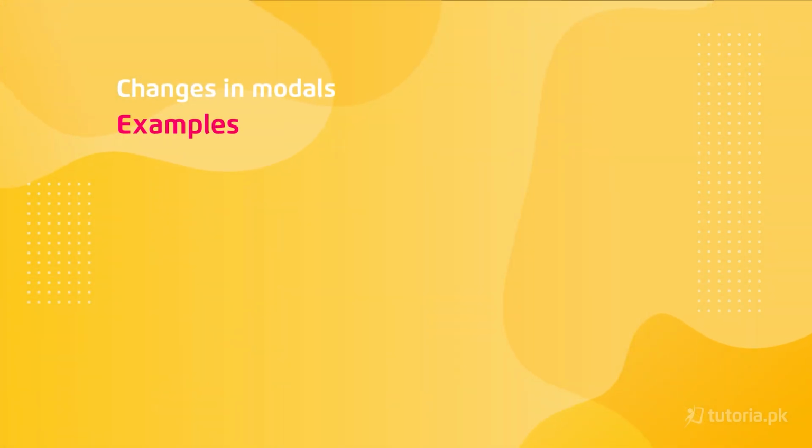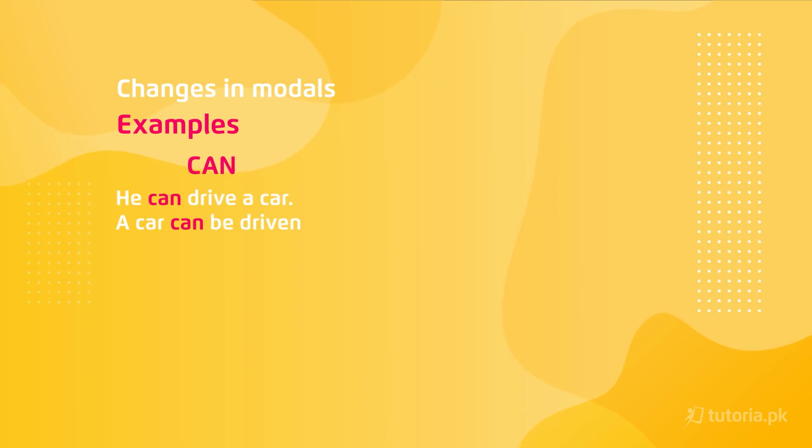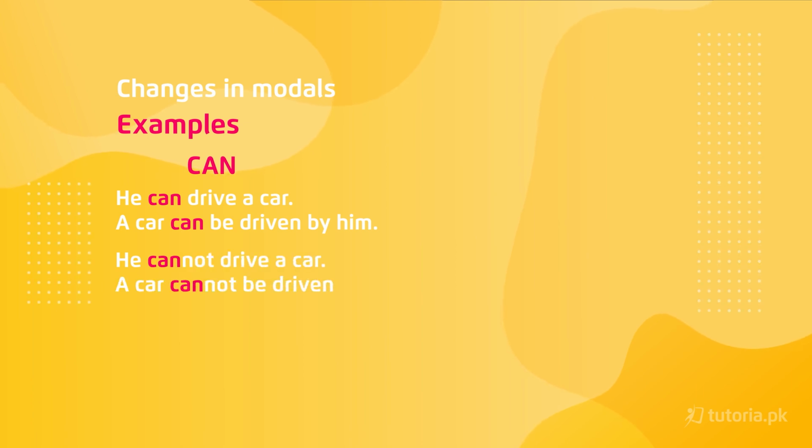For example, let's take the example of can. He can drive a car. A car can be driven by him. He cannot drive a car. A car cannot be driven by him. Can he drive a car? Can a car be driven by him?